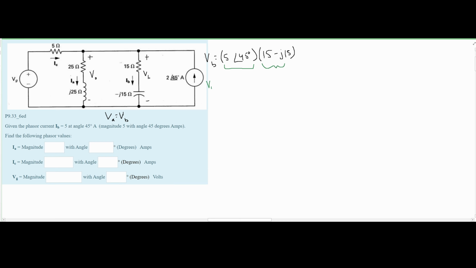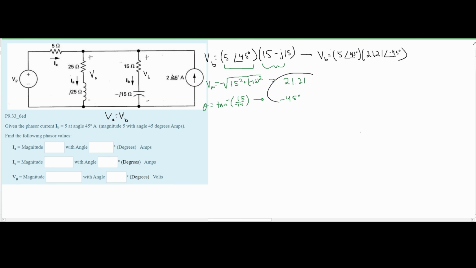We know that our V magnitude is equal to the square root of our 15 squared plus our next part, negative 15 squared. And then our theta is equal to the inverse tangent of negative 15 over 15. And this is going to give us approximately 21.21 for our VM, and for our theta, we're going to have negative 45 degrees.